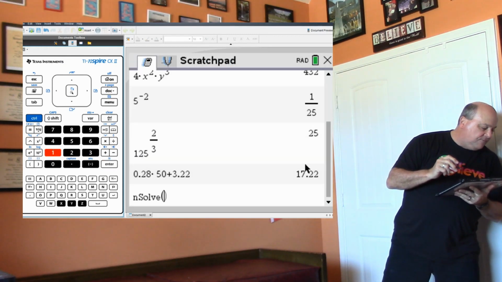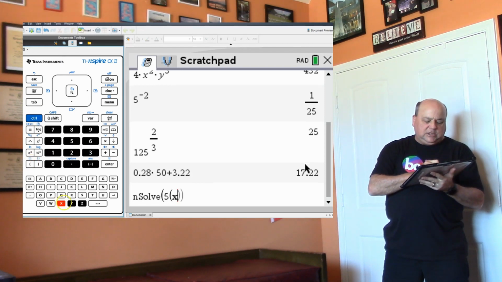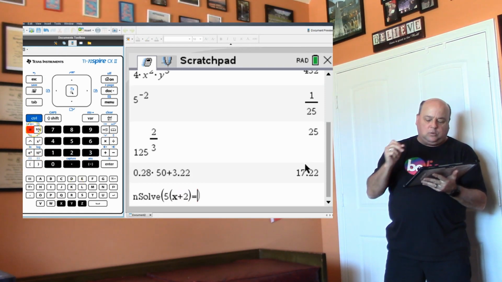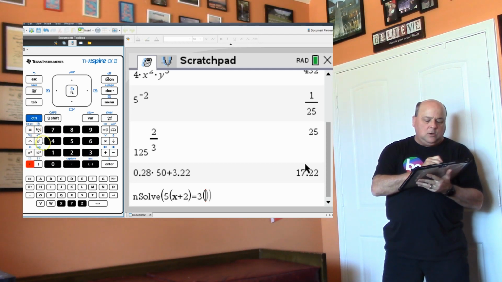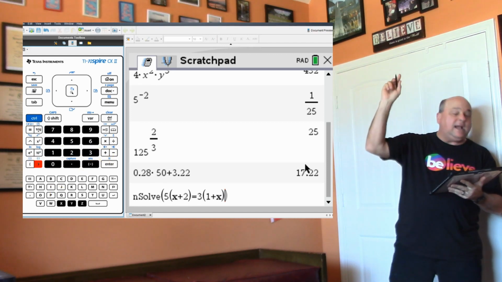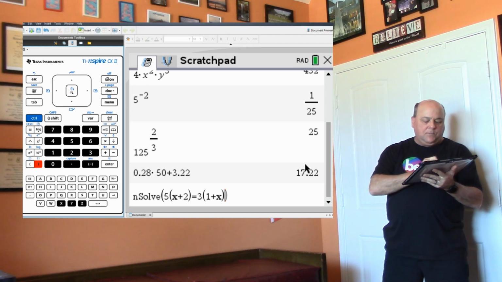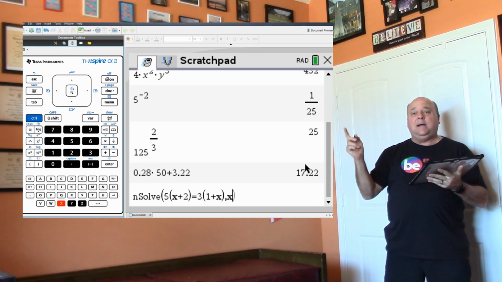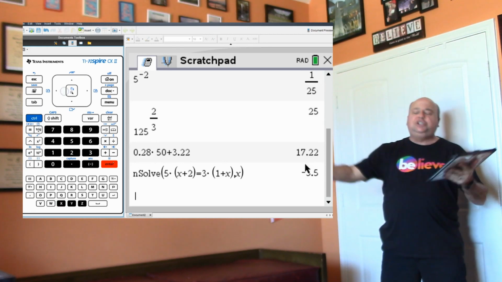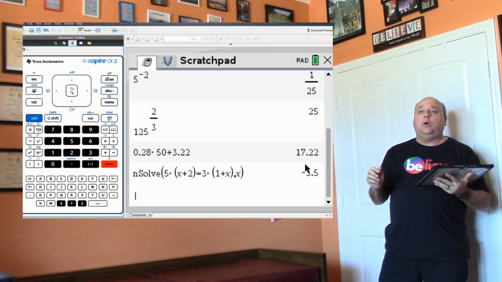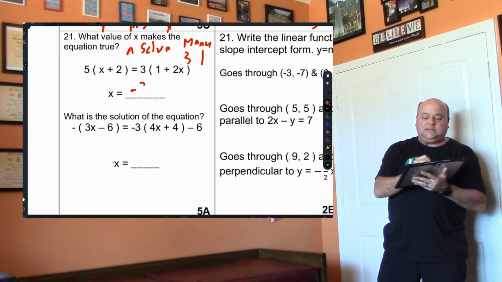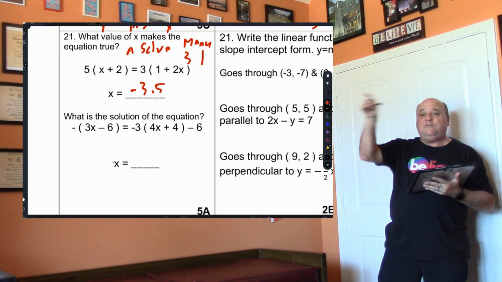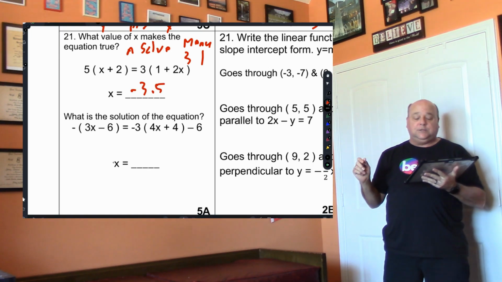And then we're going to type in 5 parentheses, x plus 2, close the parentheses equals, and then I need 3 parentheses, 1 plus x, close the parentheses. Now then, I got to put comma x or it won't work, will it? So comma x, bam, I got it in here, hit enter, and shazam! It's negative 3.5. That's what you'll put into the calculator, okay? Or on the test, negative 3.5. It's probably going to have you type in the numerical answer for the equation.